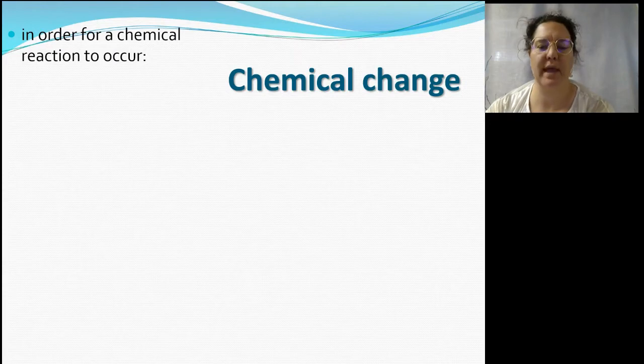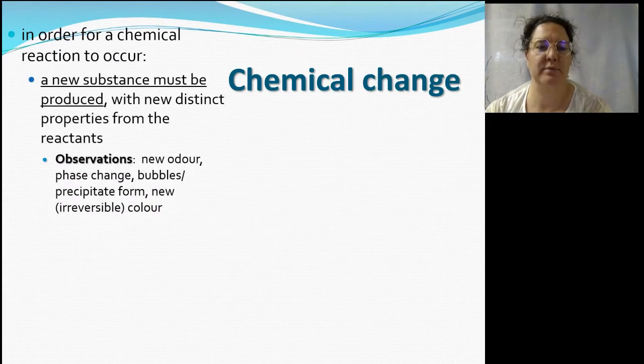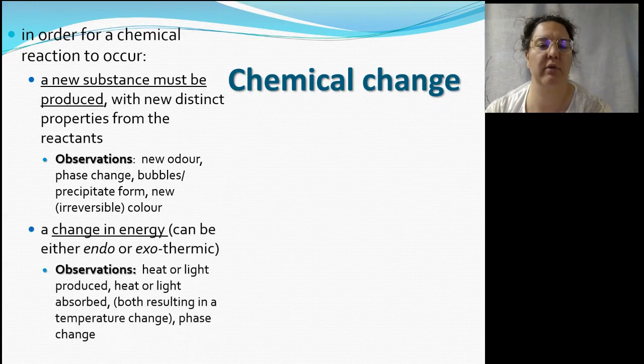So, in order for a reaction to occur, a new substance must be produced with new distinct properties separate from the two reactants. Now, we can see this through observations such as an odor is produced, a phase change occurred, bubbles or precipitate formed, or there's been a new irreversible color produced.